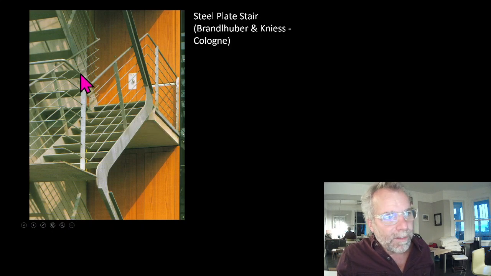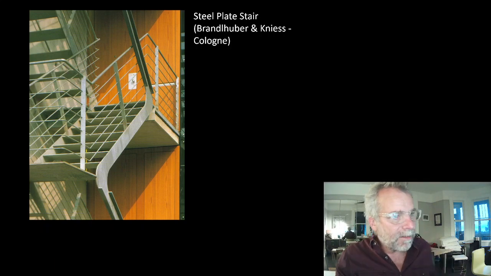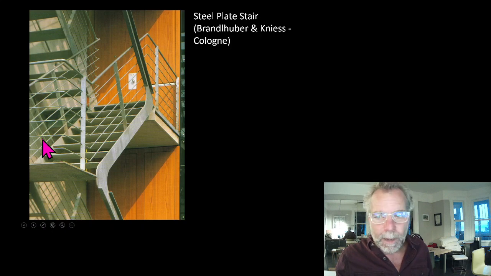This is, of course, a stair that would not be permissible in the Ontario Building Code, because not only do we have gaps that are larger than the 4-inch ball that is our basic criteria, but they are also horizontal, which means that it's a climbable stair.